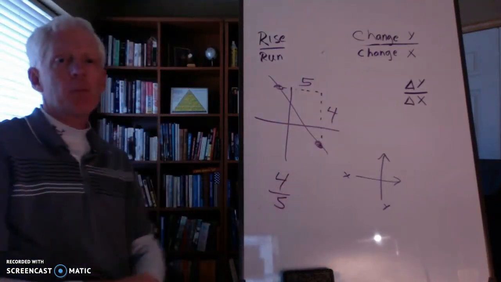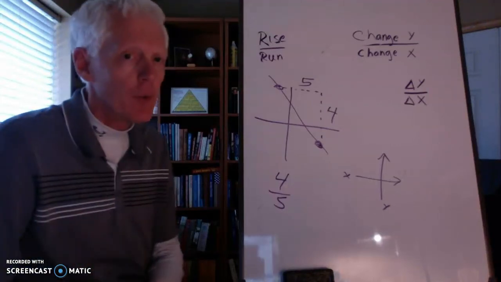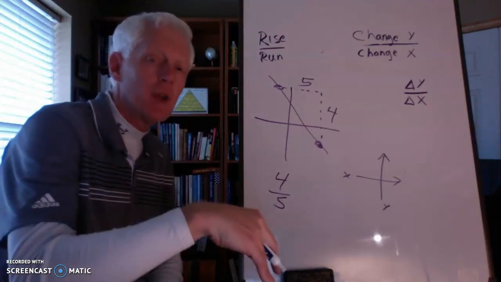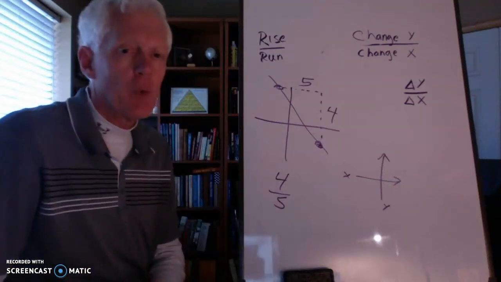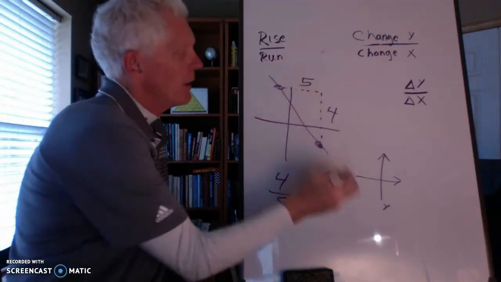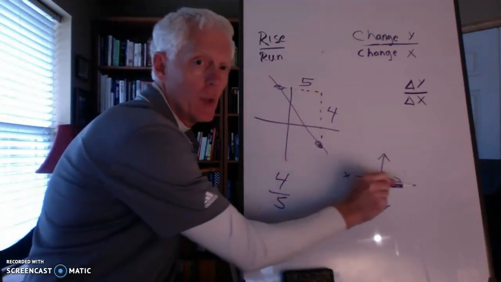Okay, now is this 4/5? It's -4/5. See how the line is going down? The line is decreasing as it goes down. So it's a -4/5, and this is one way that you can see that. See that on the graph, the x value, every time you go this way, you are increasing.